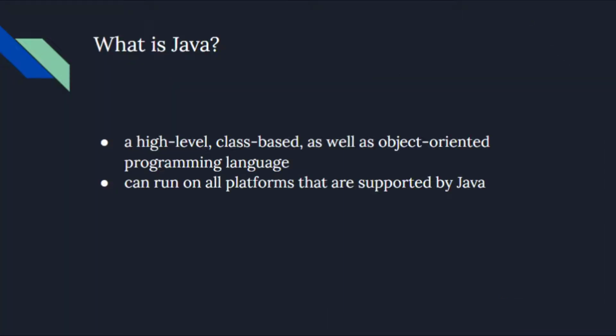Java is a high-level, class-based, as well as object-oriented programming language. It is also known as a general-purpose language, which means it is designed to let programmers and developers compile Java code that can run on all platforms that are supported by Java without recompiling. Java applications are normally compiled to bytecode, which can be run on any Java virtual machine, also known as JVM.